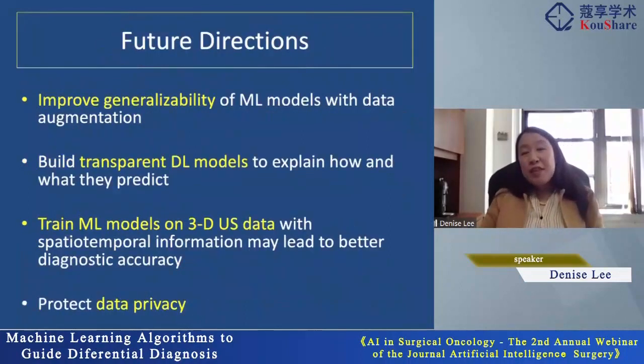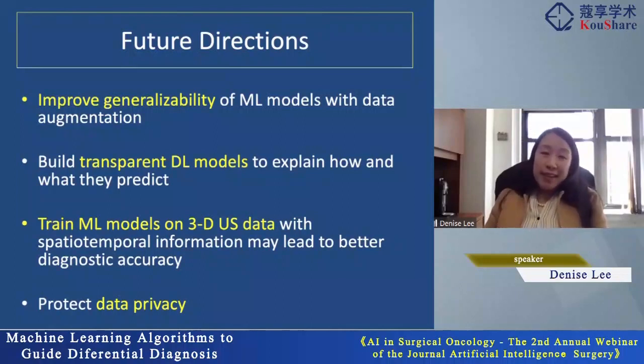So in the future, it's possible that we can improve generalizability of machine learning models with different methods of data augmentation. We can potentially build more transparent models to explain how and what they predict. Training models using three-dimensional data can also lead to more diagnostic accuracy. And very importantly, we must consider how we can protect patient privacy, because we utilize large amounts of data. How can we increase the accuracy of our algorithms but also protect data privacy? There are many different ways that we can consider doing that, certainly with synthetic data, federated learning, and other techniques like that.